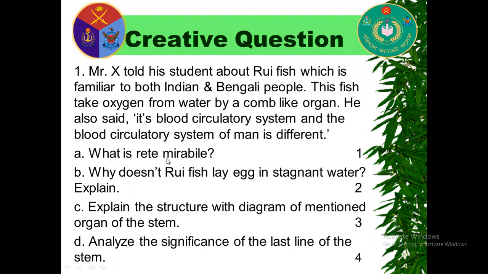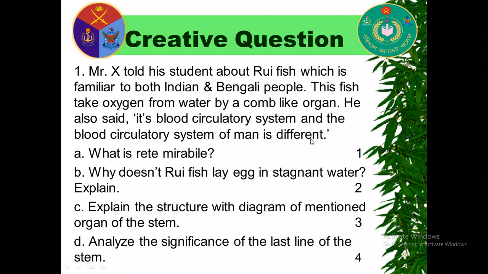Rete mirabile is found in the swim bladder. The inner wall of the swim bladder has a red colored gas gland. This red colored gas gland is called rete mirabile. Number B, why does rui fish not lay eggs in stagnant water? Explain. Number C, explain the structure with diagram of the mentioned organ of the stem.